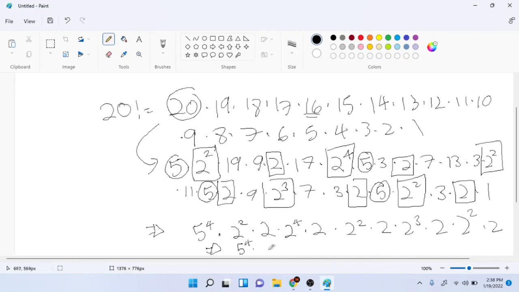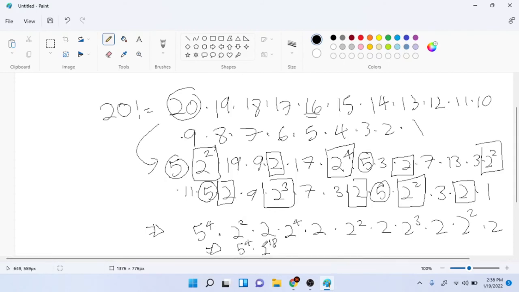So 2 plus 1 is 3, 3 plus 4 is 7, 7 plus 1 is 8, 8 plus 2 is 10, 10 plus 1 is 11, 11 plus 3 is 14, 14 plus 1 is 15, 15 plus 2 is 17, 17 plus 1 is 18, so it is 2 to the 18th.